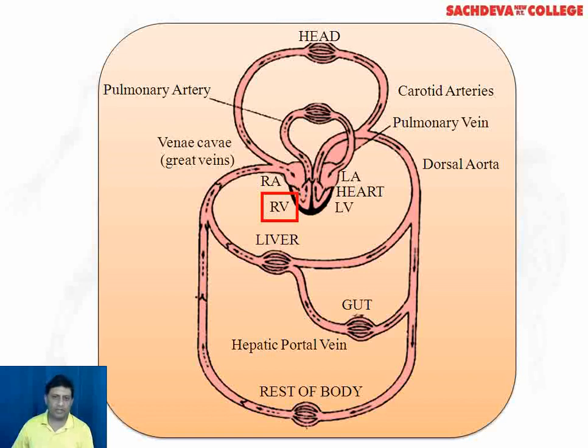From the right ventricle, blood enters the pulmonary arteries, through which it is carried to the lungs. In the lungs, blood is purified and the pure blood enters the left atrium. From the left atrium, the pure blood enters the left ventricle, and from the left ventricle, it is supplied to all parts of the body through the aorta.